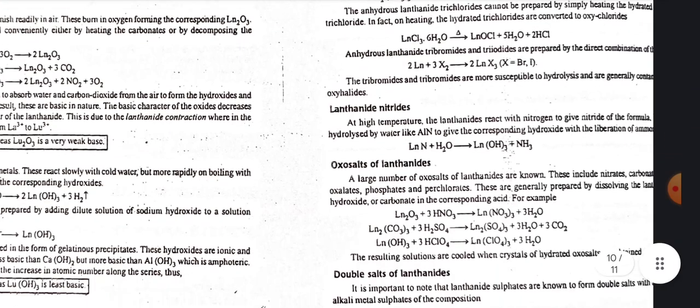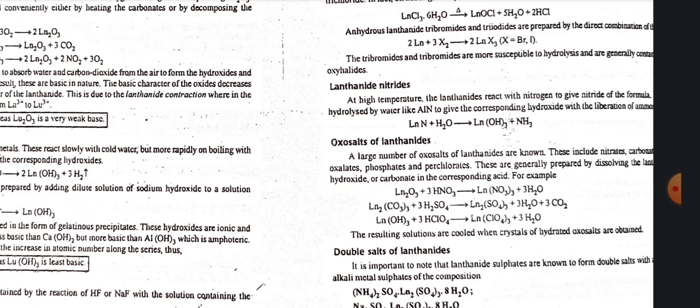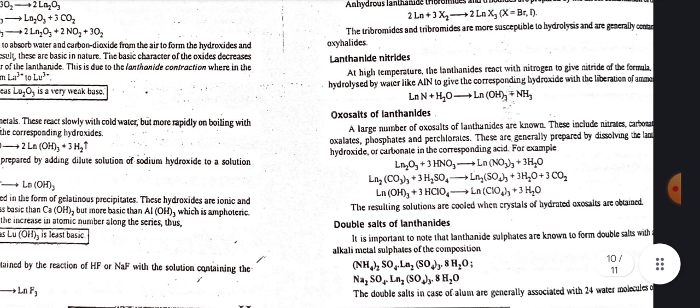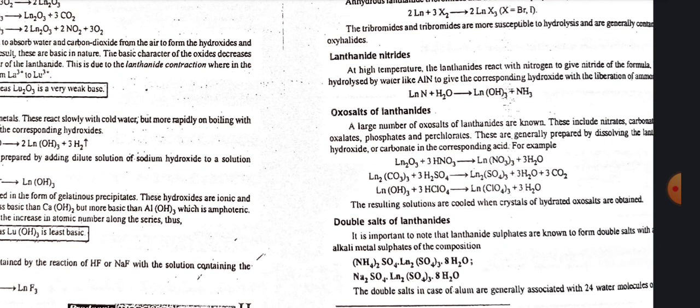Oxalates of lanthanides. A large number of salts of lanthanides are known. These include nitrates, carbonates, oxalates, phosphates, and perchlorates. These are generally prepared by dissolving the hydroxide or carbonate in the corresponding acid.